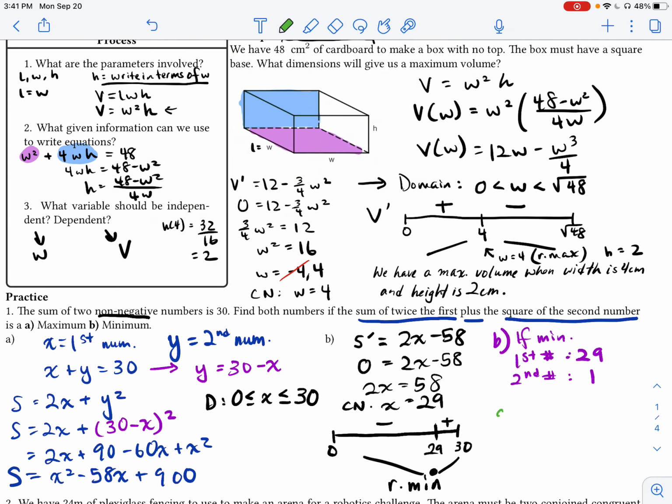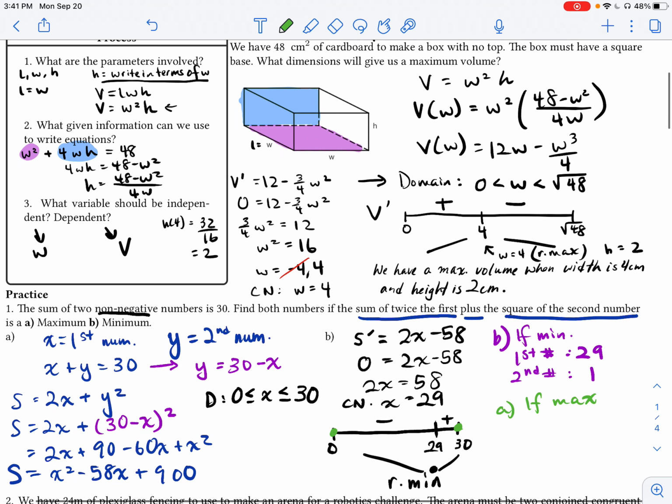Now, what about if we're looking then at a maximum? Well, we can see from our first derivative that there's no maximum here. We didn't find a relative maximum. So then we have to consider the endpoints to see where there might be a maximum by looking at absolute maximum. In this case, it doesn't really matter which is which, but we can say when our first number is 0, then our second number is going to be equal to 30, right?